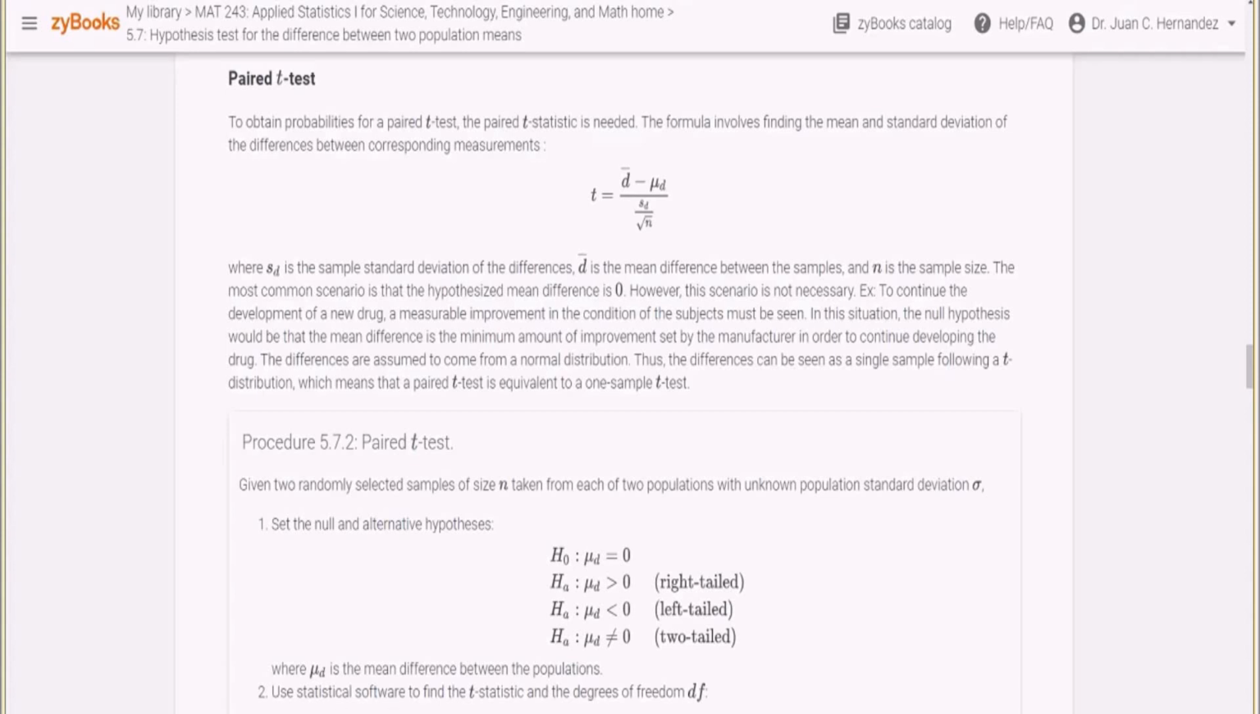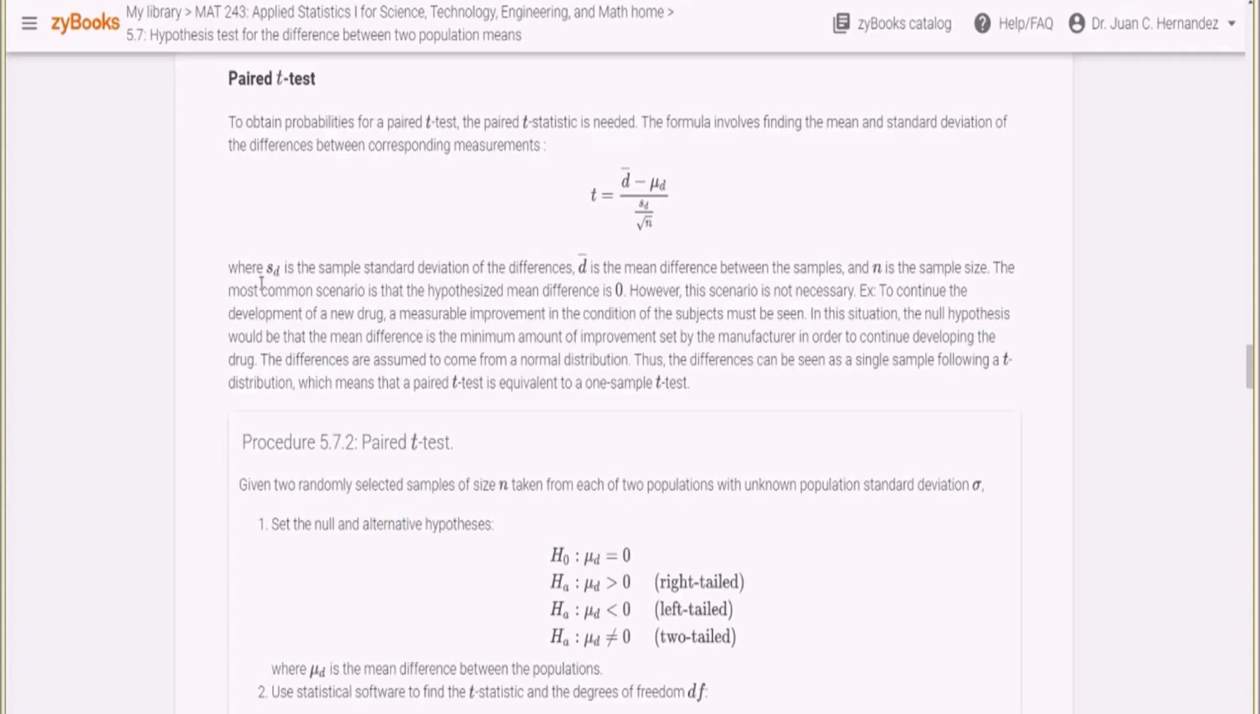So measurements are taken before and then after the treatment, and then the idea is to compare if there's a significant difference in the average, in the mean of those measurements. If you notice here, this is the test statistic that's given. You'll notice that in a paired t-test, we have D bar. D represents the difference, and this is the difference in measurements prior to and post the treatment.